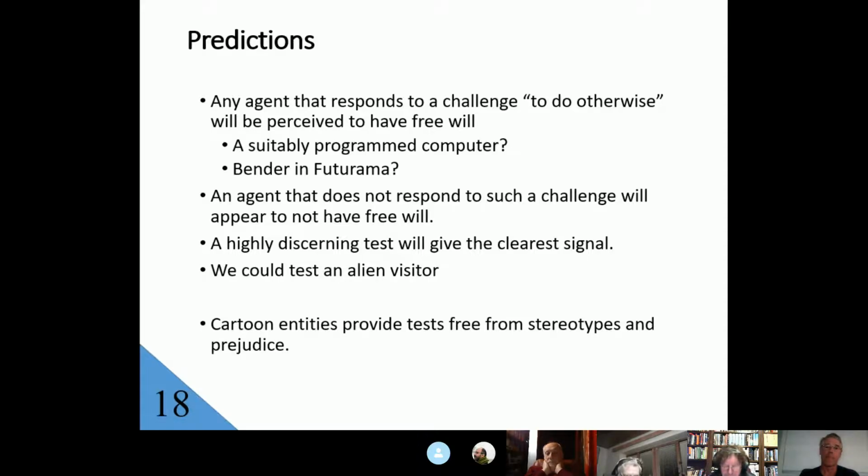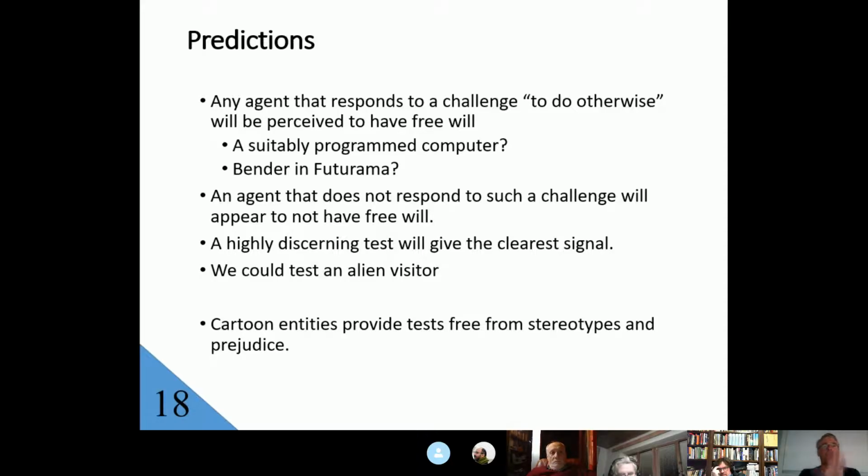And then, something I referred to at the beginning: how would you test an alien visitor to decide whether it had free will or not? I would use a highly discerning test. I would look for some behavior in this entity that it would never do, or didn't like, and I would challenge it to do differently for no good reason, and I would see if it was able to respond to that challenge.